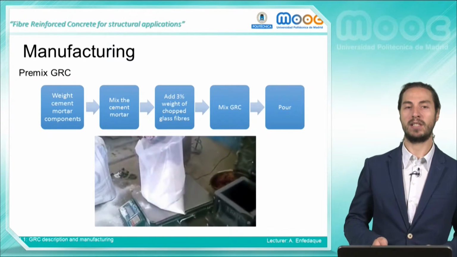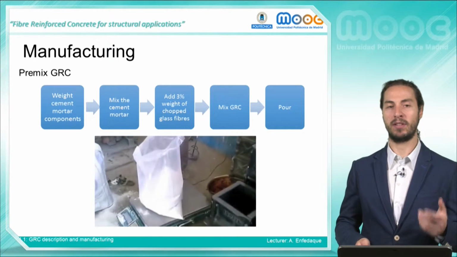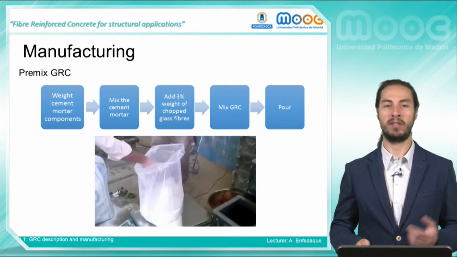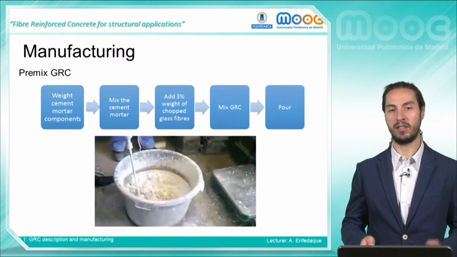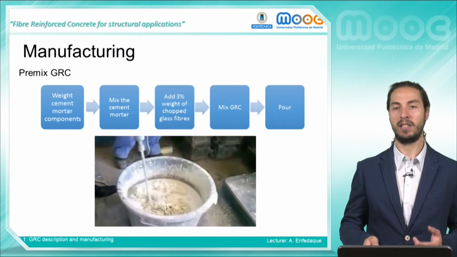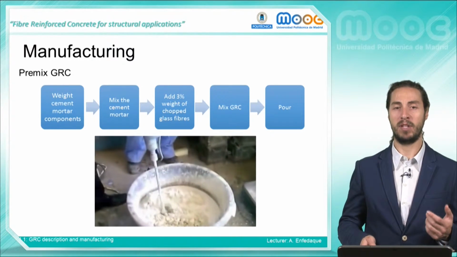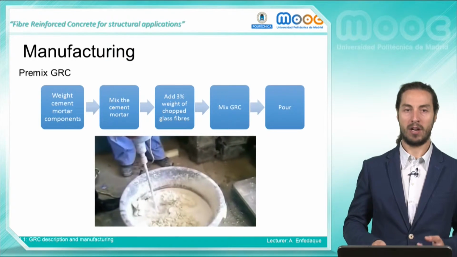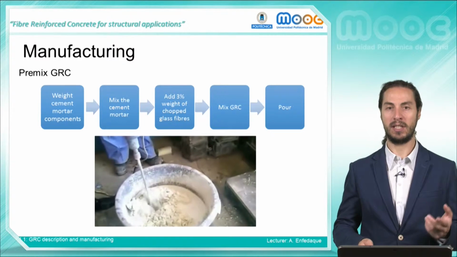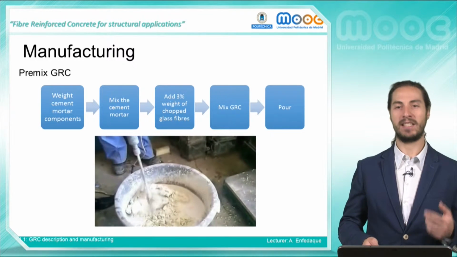The first method that is going to be explained is the first method that was used in the early developments of the material. Premix manufacturing starts by weighing the components of the cement mortar. Traditionally, the proportions used have been 1 part of cement, 1 part of sand, and half part of water. All the components are added to the proper container when the mixing takes place.